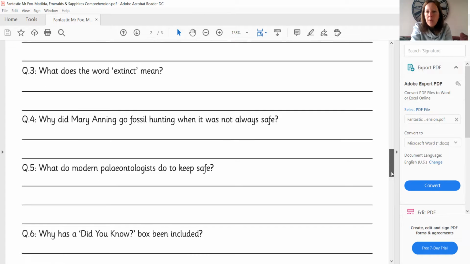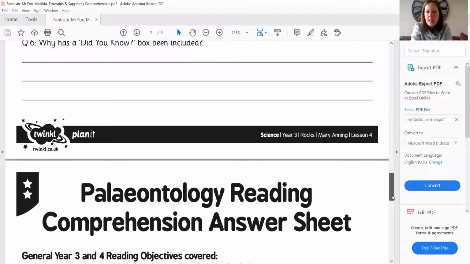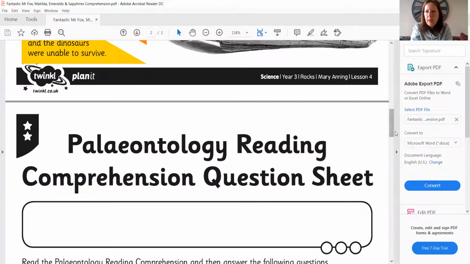Now, there is also a third sheet, which I'm only going to show you very quickly because look, this is the answer sheet. So once you have, there you go, I'm getting rid of it now. Once you have gone through your questions, then you can tick off and mark against the answer sheet at the end of your pack that you have in today's folder.